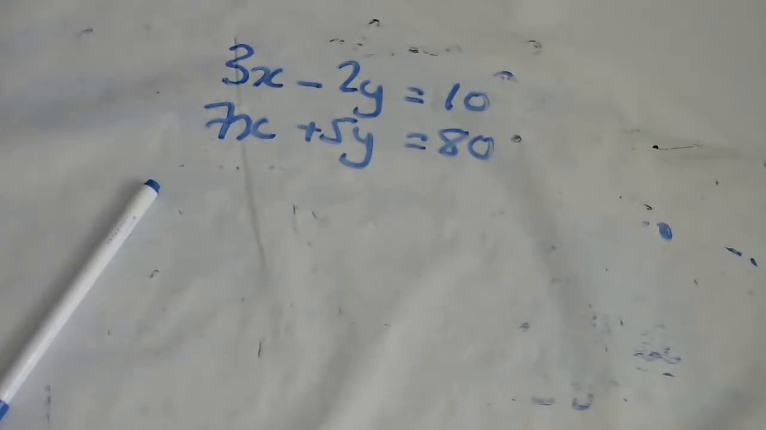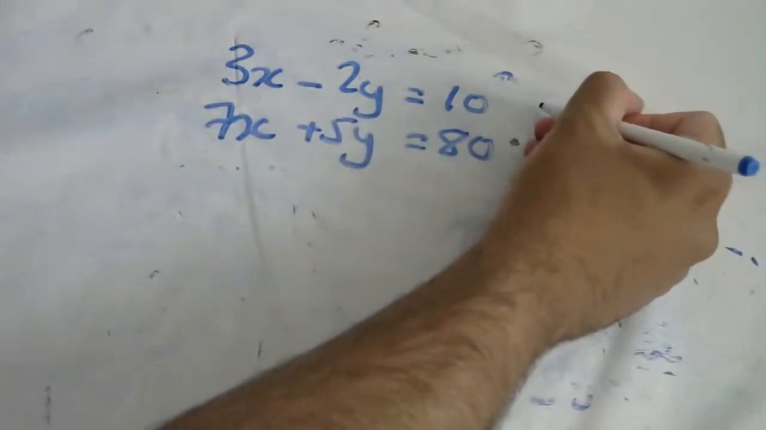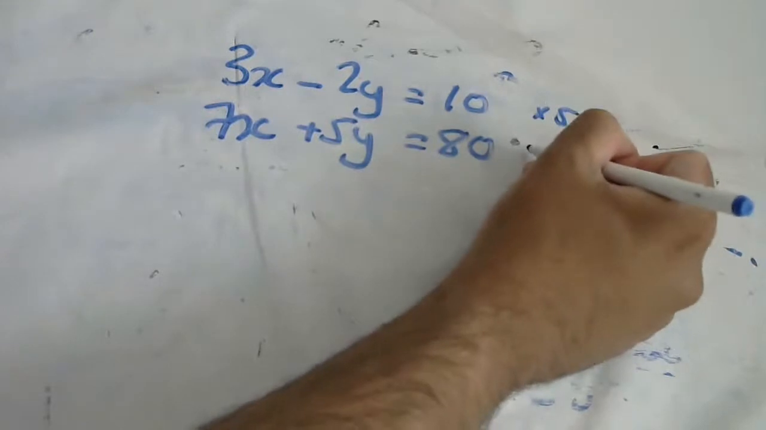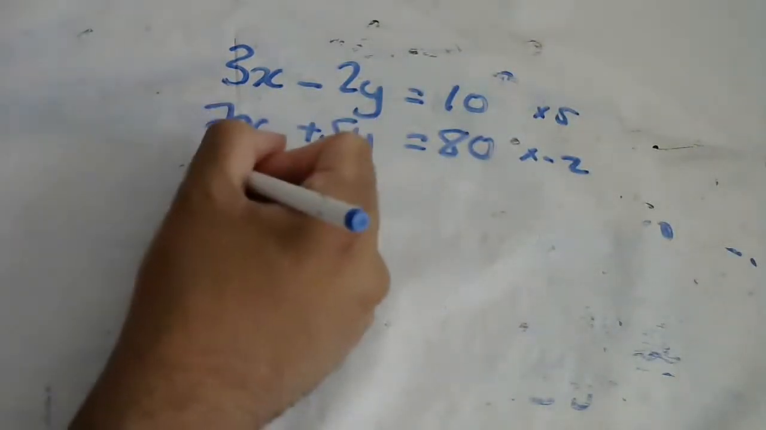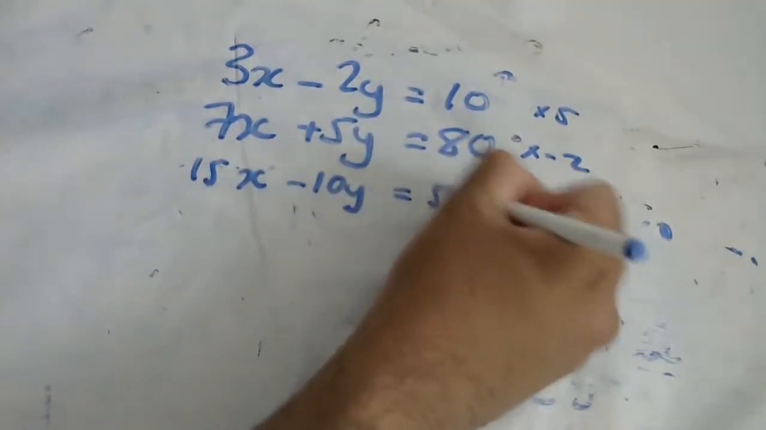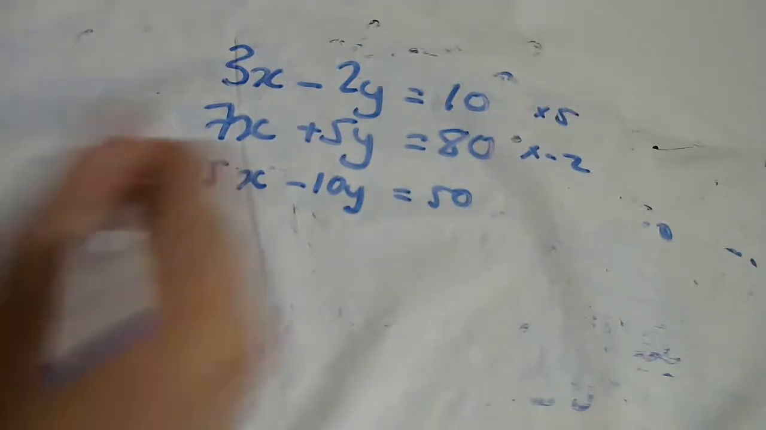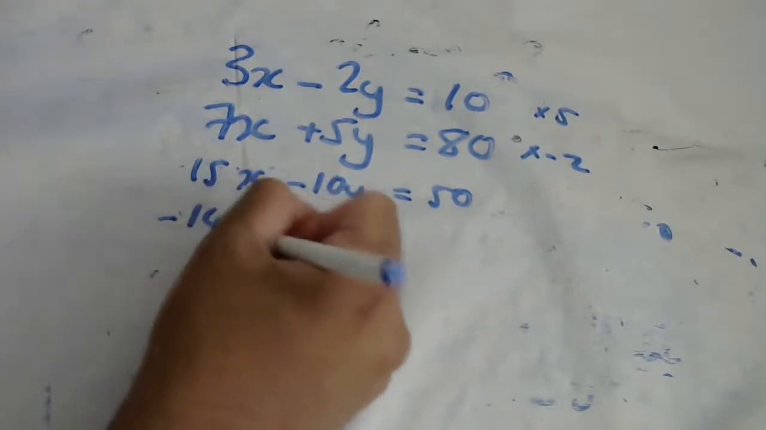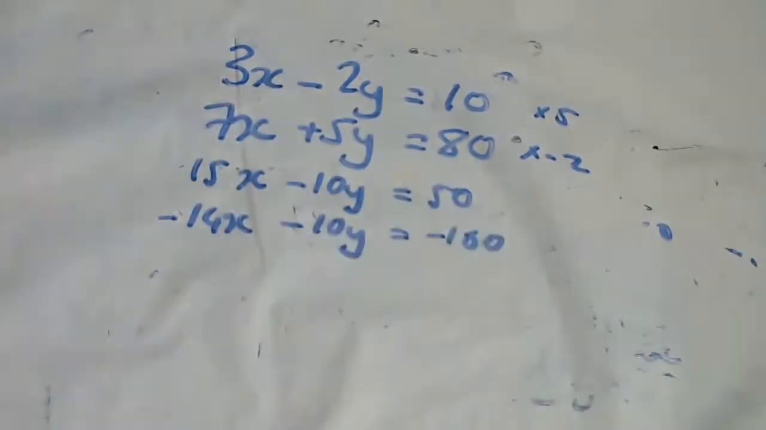Right, yeah, let's try it. So what we're going to do is have a look at this question. We're going to times this one by 5, and we're going to times this one by -2. All right, let's do that and see what happens. So if we do that, we end up with 15x minus 10y equals 50. And then we times by -2, which is going to be minus 14x minus 10y equals minus 160.